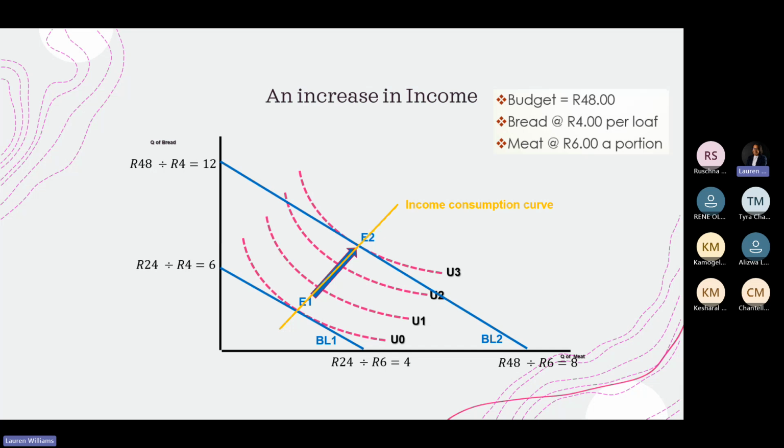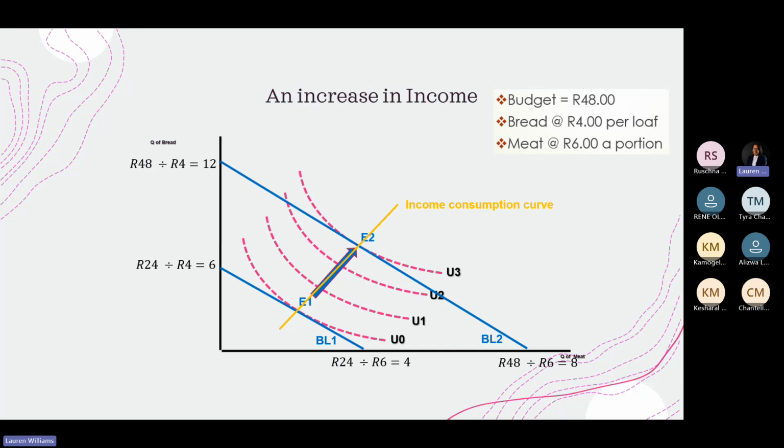Great, but that was on the 24 Rand as your budget. Okay. So now what happens if your budget becomes 48 Rand? So your budget has essentially doubled. The prices of the product haven't changed, which means now to get your new intercept points, you're going to say 48 divided by 4 in terms of bread, and then 48 divided by 6 in terms of meat to get your new intercept points.